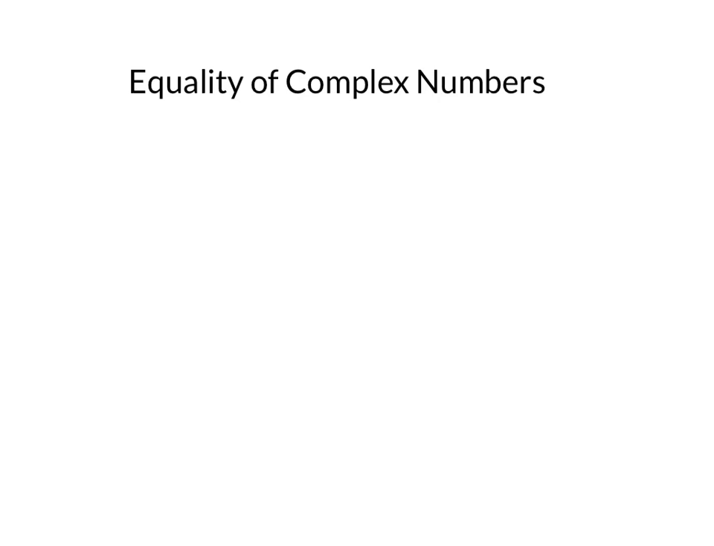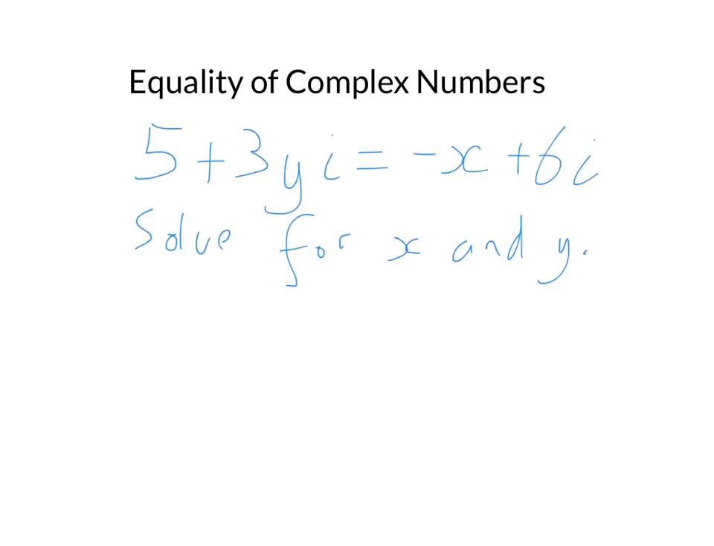Hi everybody, so in this video we're going to look at equality of complex numbers. That's just a way of saying an equation that involves having a complex number on one side or both sides. So this is an example of an equation where we have a complex number on either side. You can see we have a real and imaginary number on the left hand side and a real and imaginary number on the right hand side. And we're being asked to solve for x and for y. So we're going to need to use equality of complex numbers to do that.